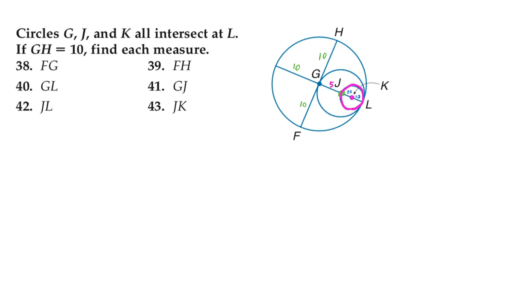So F to G is a radius of the big circle. F to H is a diameter of the big circle. That's 20. G to L is the diameter of that medium-sized circle or radius of the big circle. And then G to J is half of that, so that's 5. J to L is also 5, and then half of that is JK, or 2.5.